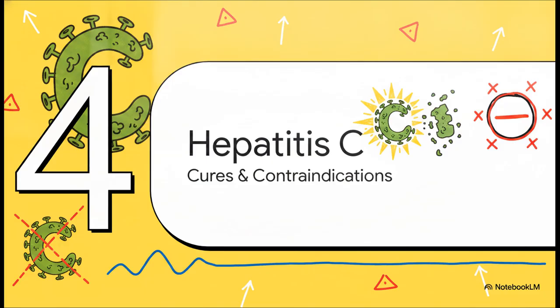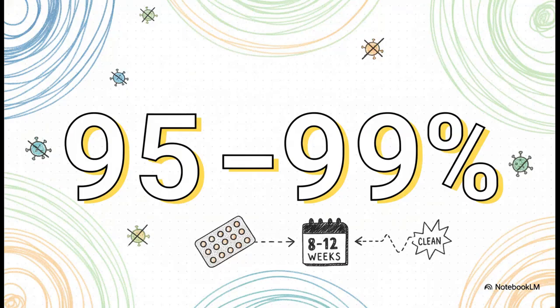Section 4. Hepatitis C, cures and contraindications. 95 to 99%. Let that sink in. That is the sustained virologic response, or SVR rate, with our current direct-acting antivirals, or DAAs. Achieving SVR means undetectable HCV RNA 12 weeks after finishing treatment. Functionally, that means a cure. We can achieve a real cure for nearly everyone with a simple 8 to 12-week oral regimen.